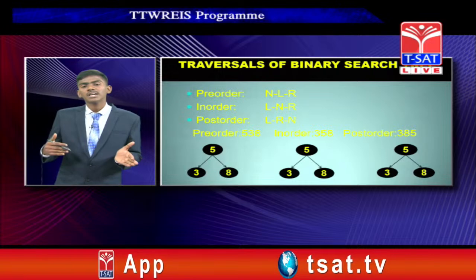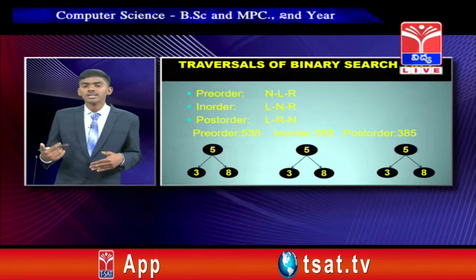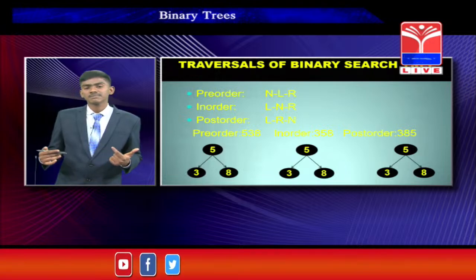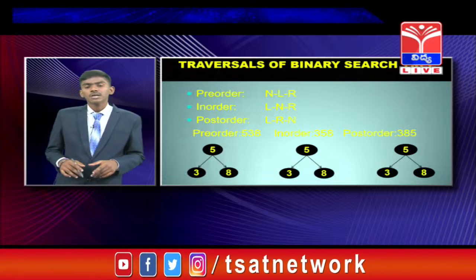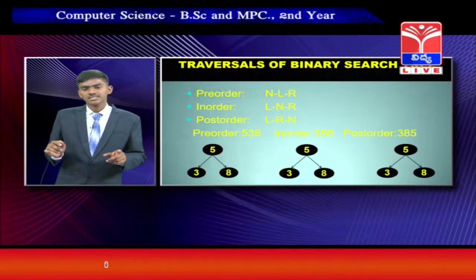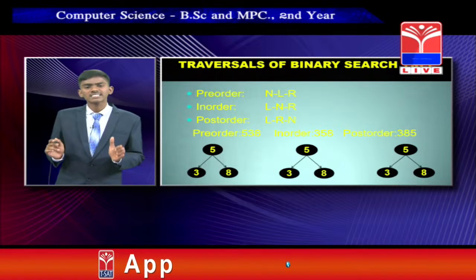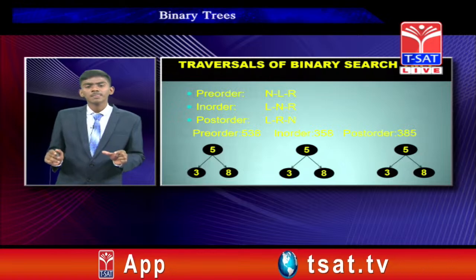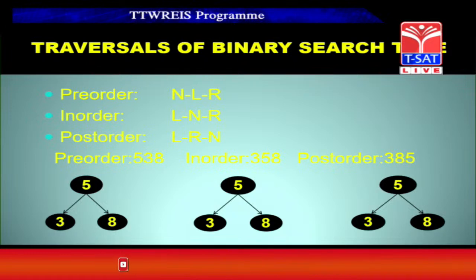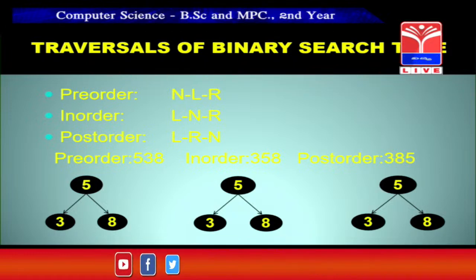And coming to the next traversal method, in-order traversal. In-order traversal is also one type of traversing method. It is used to traverse or visit each and every node of a binary search tree. So in this example, first we visit the left node. Why? Because it follows the LNR method. L means left node, N means root node, R means right node.